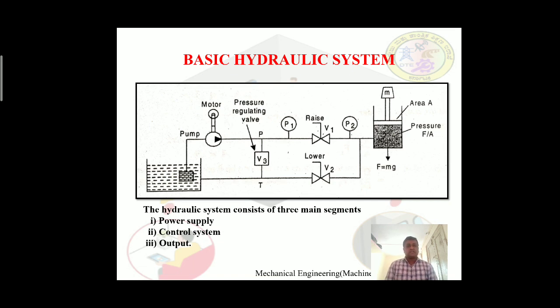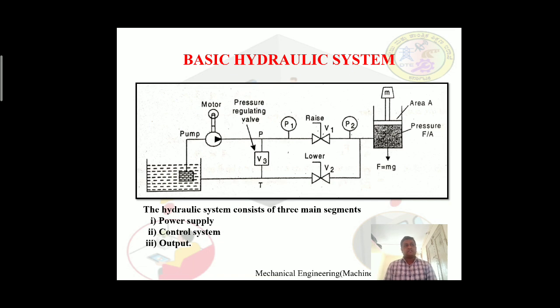And the second one is the control system. The control system in a hydraulic power system is the most important part. It is intermediate between the power supply and the output unit. The control system consists of different valves for various purposes. The control unit consists of pressure control valve, directional control valve, and flow control valve.